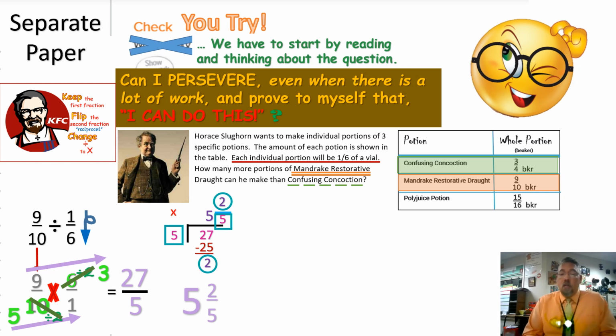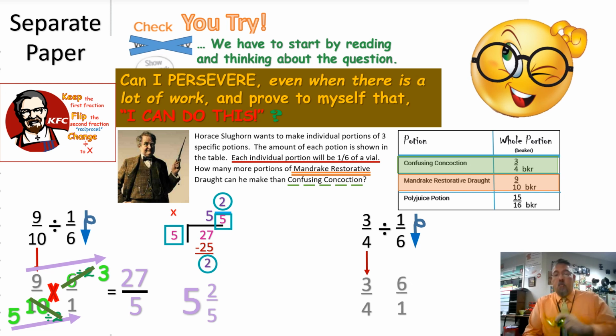All right. So now I have the Confusing Concoction. I know I have 3/4 of it, and I want to divide it also into 1/6. So I set up my problem. I'm going to go through my KFC. I keep my first one of 3/4. I'm going to flip my second fraction. Once again, 1/6 becomes 6/1. And I have to change my division into multiplication.